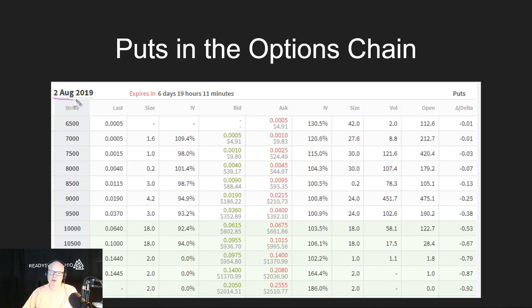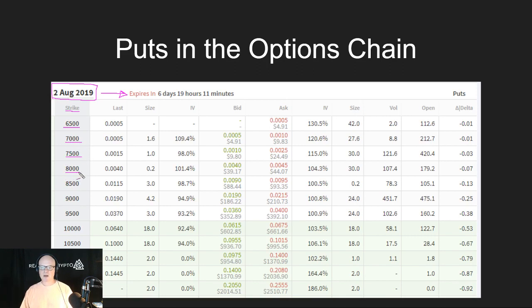First of all, we're going to see this is the series. The series is the 2 August 2019 on BTC. And this means that this expires in 6 days. So this is next Friday. This is the 2nd of August series. The strike price is basically the price of the contract that we're buying or selling.